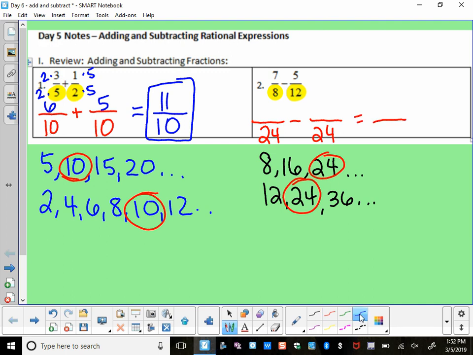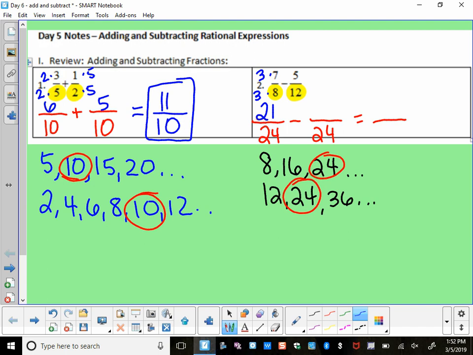Alright, now look back at your fractions. Look at the first one. 7 over 8. My denominator is 8. What am I going to multiply to get my new denominator of 24? 3. Okay, that's how I did that. So whatever I do to the bottom, I do to the top. What's 3 times 7? 21.